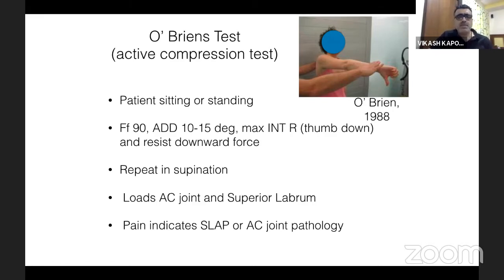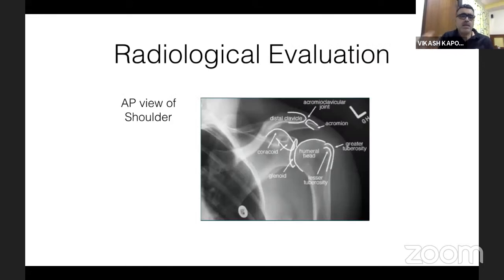And it can be repeated in supination. And of course, it loads the AC joint and superior labrum, and may indicate a SLAP or AC joint pathology. Now, clinical evaluation basically gives you little beyond what the patient is telling you, and you try to correlate it with your radiological findings.